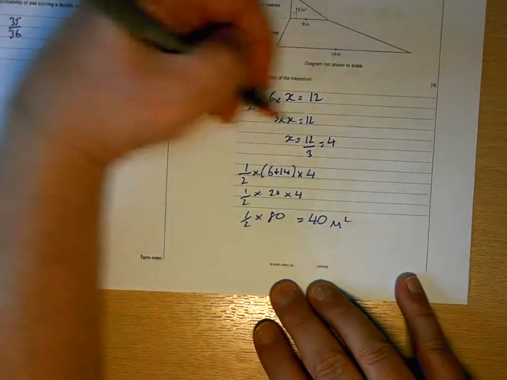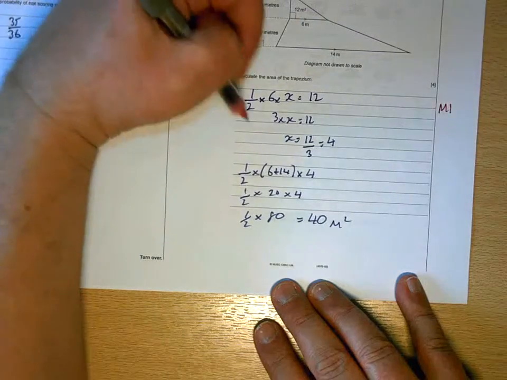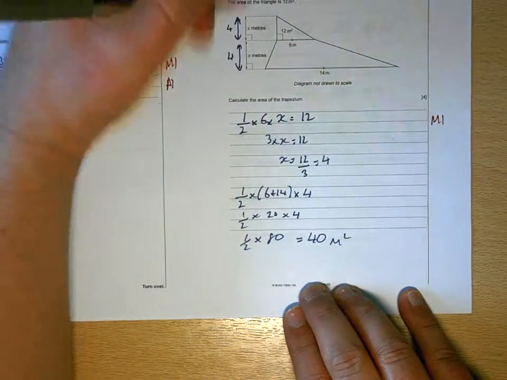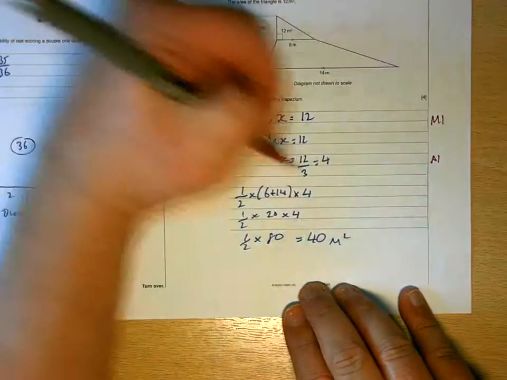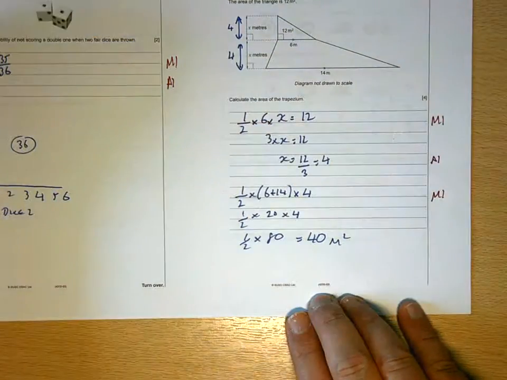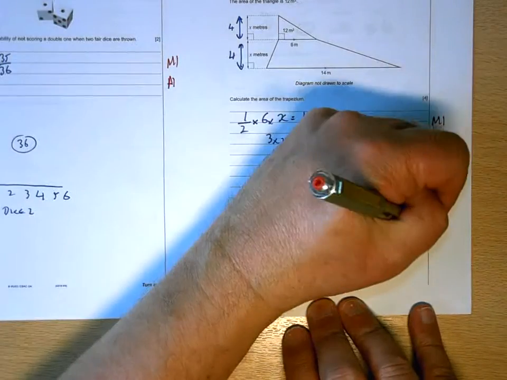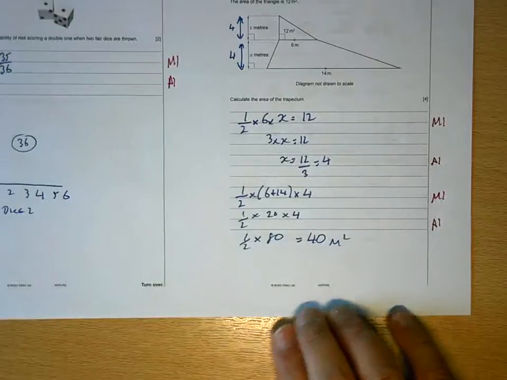So there's 4 marks for that. 1 mark for the method of the area of a triangle. 1 mark for getting x is 4. 1 mark for the method of area of a trapezium. 1 mark for the answer of 40.